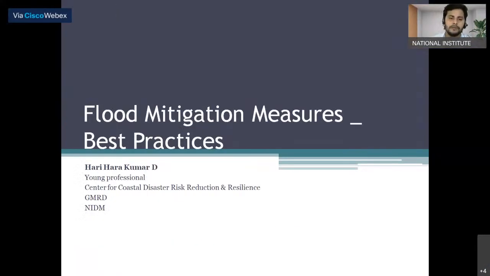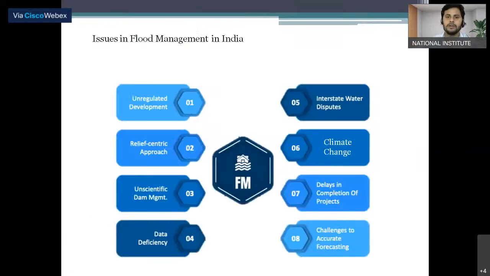So okay, today I want to share the presentation on what the flood mitigation measures are and what the different best practices adopted in the state of Kashmir, Srinagar, Gujarat, and Kerala are. So we can take these practices whenever we require them in terms of flood mitigation and flood situations.